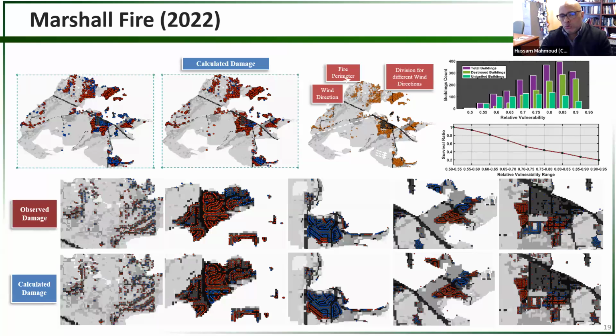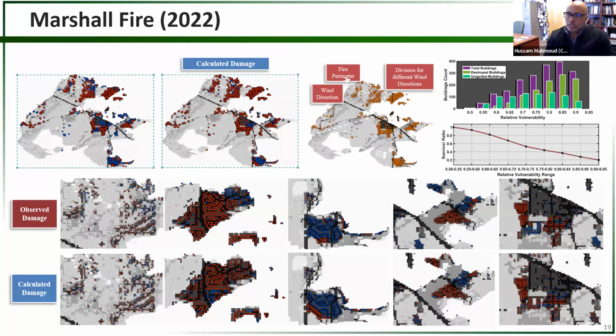And if you actually look at zoomed-in areas for the Marshall Fire, which is what you see in the slide, the bottom two rows show the zoomed-in areas with the observed damage and the calculated damage. You can see the similarities between the observed and the calculated is actually very good. It's off in certain cases, a few nodes here and there, but that's the best we can do. And there are data that we don't have at all. For example, if somebody had a fence, I didn't have that data. If firefighters were standing somewhere putting fire down in a house, I didn't have that data.